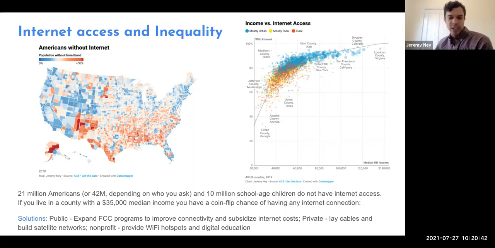this is really challenging. So there's 3 different solutions that we can think about here. On the public side, we can expand FCC programs to improve connectivity. Jim Clyburn has put forward a $100 billion bill to help with rural connectivity. On the private side, we can lay cables and build satellite networks. We want to make sure that we're not giving additional money to the Verizons and AT&Ts that have failed to deliver on their promise for the last 2 or 3 decades. And on the nonprofit side, we can be providing Wi-Fi hotspots and digital education to families who are really in need.